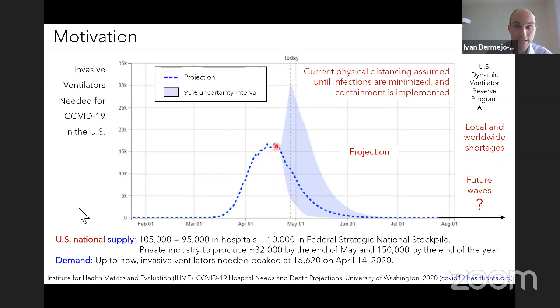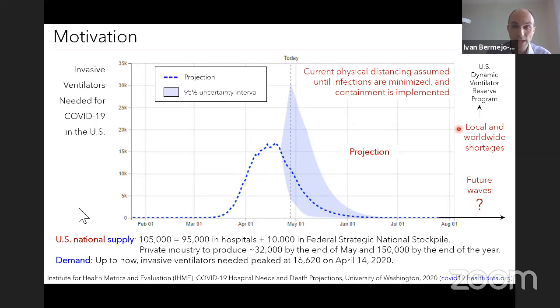But basically, the projection is that there is not going to be a shortage in the United States at the national level, because the number of ventilators at the moment is about 105,000. And the number of needed ventilators projected is about 30,000. Now, this doesn't answer the question of future waves, so there may be a need for emergency ventilators in the future. So all the effort that is put now can help in the future to mitigate this possible shortage.